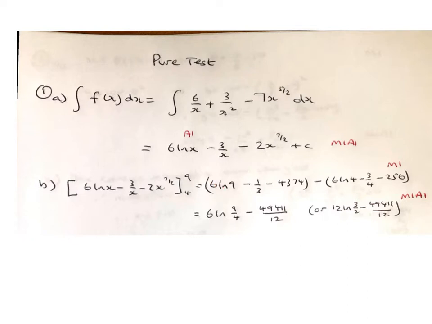6 ln 9 minus 6 ln 4 is 6 ln 9 over 4. Subtract lns and it becomes a divide. You can leave it like that, or 9 over 4 is 3 over 2 squared, so the 2 comes down with the 6 to make that a 12.